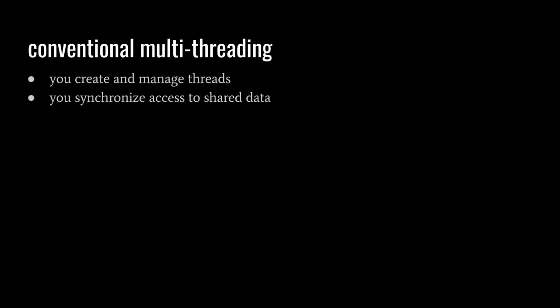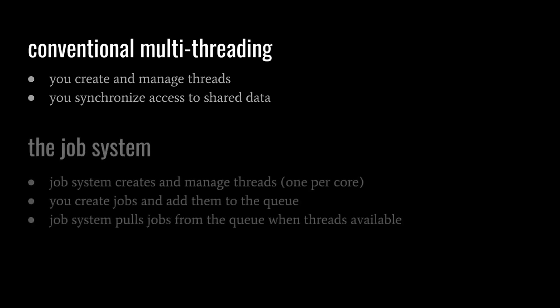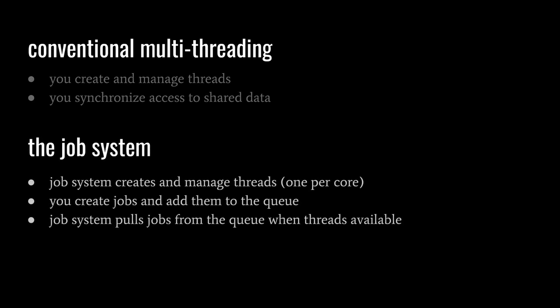Without the job system, multi-threading requires us to create and manage threads ourselves, as well as to manually synchronize access to data that's shared between the threads. When using the job system, it creates and manages a pool of threads for us, usually one per CPU core. We then create units of work called jobs and add them to the job system queue. The job system then farms these jobs from the queue to the pool of threads as the threads become available. We leave it up to the system to decide precisely which jobs run on which threads in what order, and once a job is running on a thread, it is never preempted by other jobs. While a job runs, its thread is occupied until the job finishes.